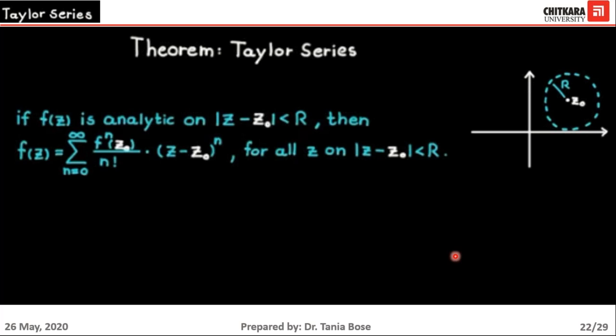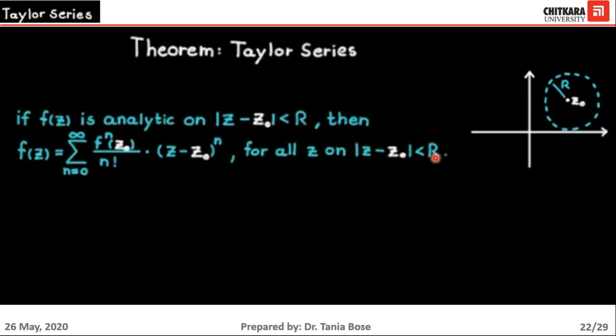Now, in a Taylor series expansion, the theorem says that if f(z) is analytic on mod z minus z naught less than r, then f(z) is equal to summation n going from 0 to infinity, f nth derivative at z naught divided by n factorial into (z minus z naught) whole raised to power n for all z on mod z minus z naught less than r.